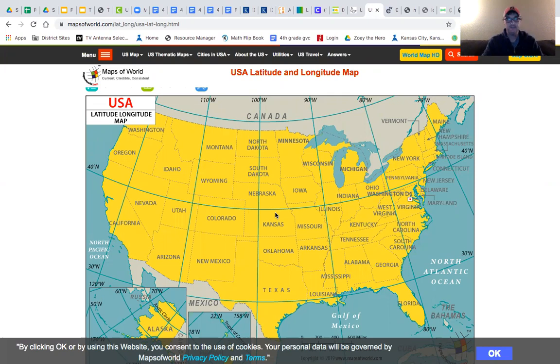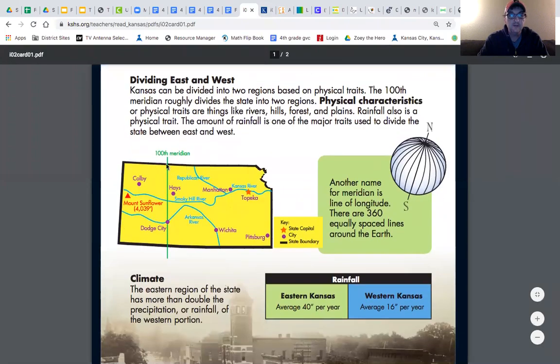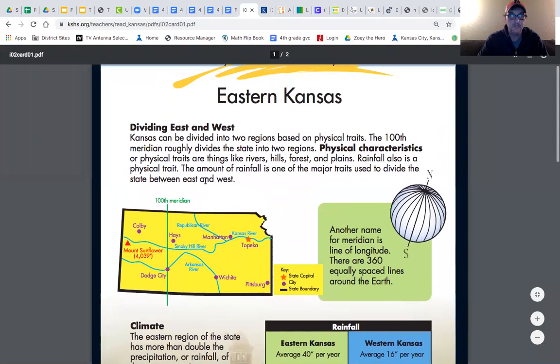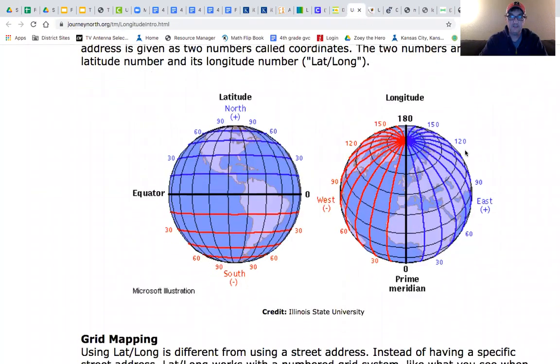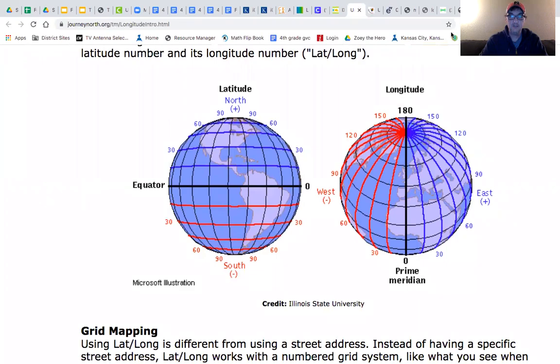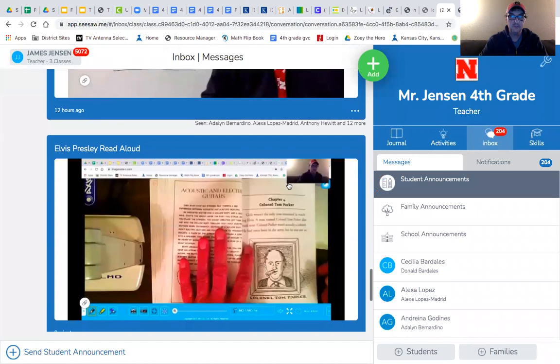So that's our state. And what we're going to look at today is how Kansas is actually separated into two parts. One's eastern Kansas and the other's western Kansas. And so that's how they divide it up, and we're going to talk about how that's divided up today. A few things to talk about first: let me show you this vocabulary list. This is going to be important.